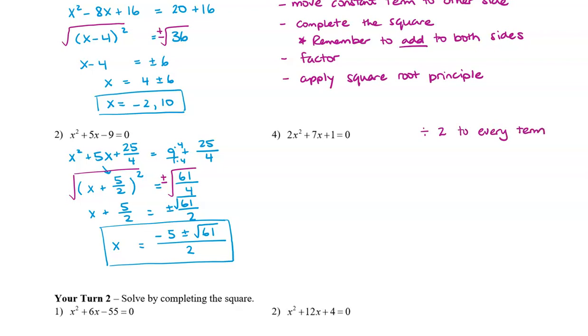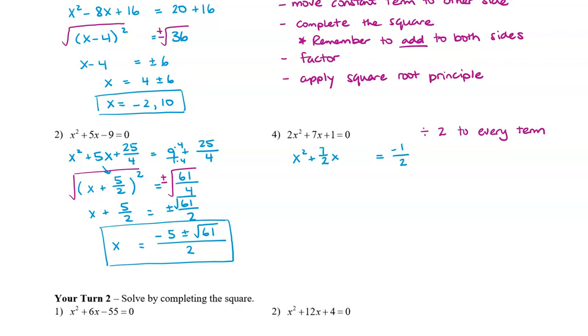All right, so when we do this, we're going to get x squared plus 7 over 2x. And at the same time, I'm going to leave a blank space, and I'll move the 1 to the right. So this will be negative 1, but this will also have to be divided by 2. All right, so now we need to complete the square.